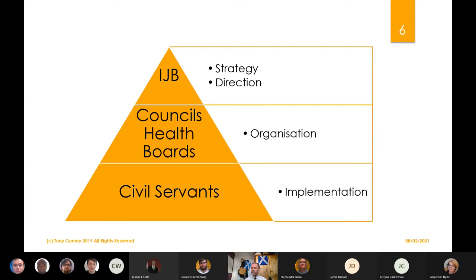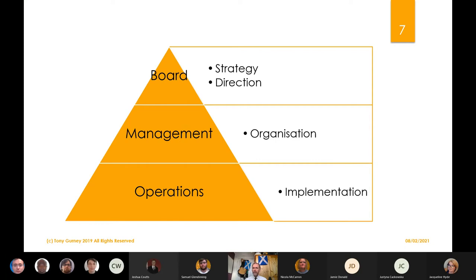So we've got national government, we've got local government, and we've got companies or charities, but it's the same idea. It's a strategy or direction for that organisation. The management will organise it, and then it will be implemented by operations people.